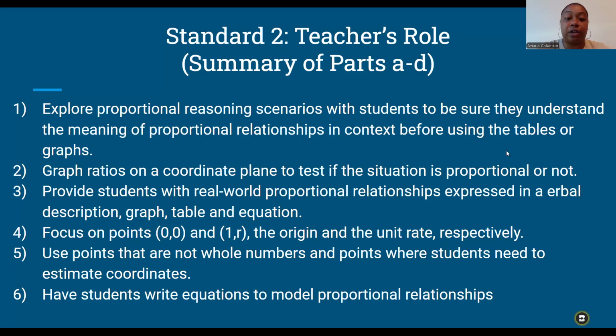2, graph ratios on a coordinate plane to test if the situation is proportional or not. 3, provide students with real-world proportional relationships expressed in a verbal description, graph, table, and equation. 4, focus on point (0, 0) and (1, r), the origin and the unit rate, respectively. 5, use points that are not whole numbers and points where students need to estimate coordinates. 6, have students write equations to model proportional relationships.